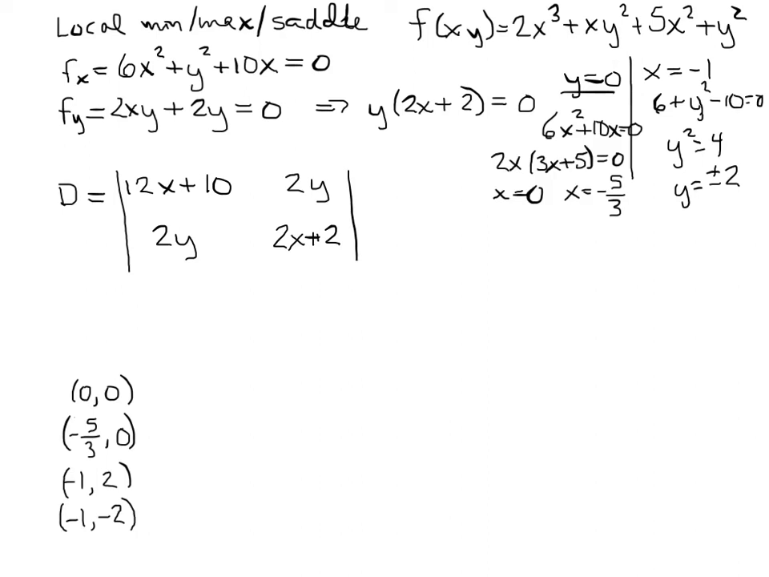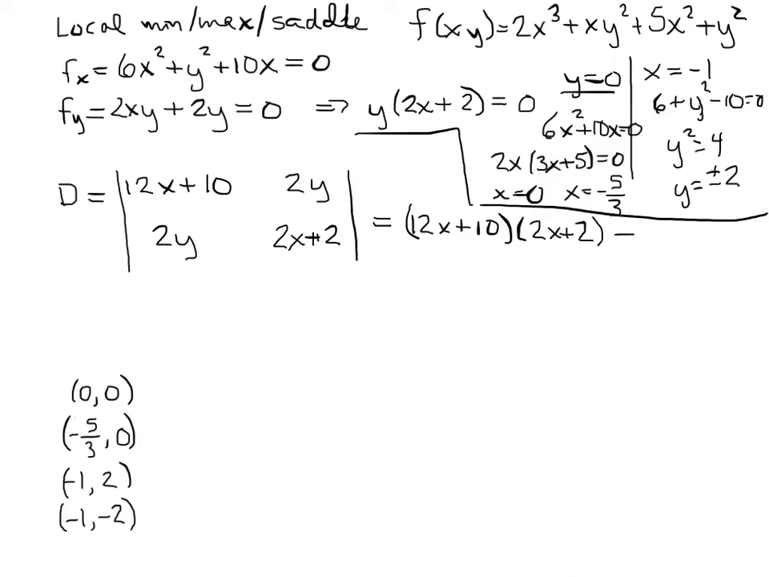So now I'm going to treat this like I would kind of treat part of a cross product. Multiply down, so 12x plus 10 times 2x plus 2. Sorry, let me separate all this out. And then minus 4y squared. I multiplied the other diagonal and subtracted it. All right, so there's D. And then for this next part, we also need the second partial with respect to x. We already found that. It's the upper left. It's 12x plus 10.